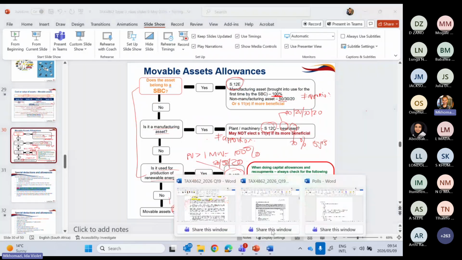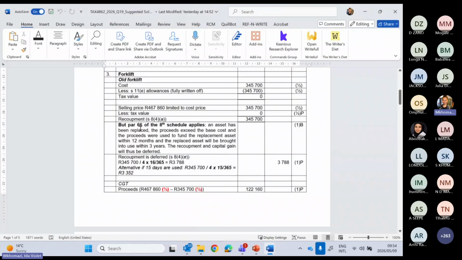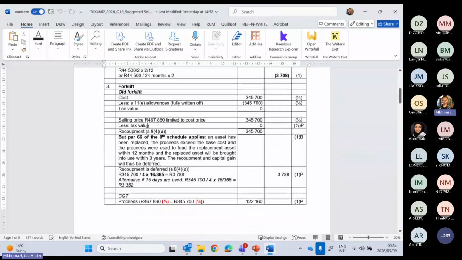Okay, so at this point, I think we can have a look at the solution for transaction 3. It's easier to explain it by looking at the solution. So with transaction 3, we said that there was a sale of an asset, therefore you consider CGT. When you consider CGT, you need to consider if you have a recoupment or a scrapping allowance. So that's where you're going to start.